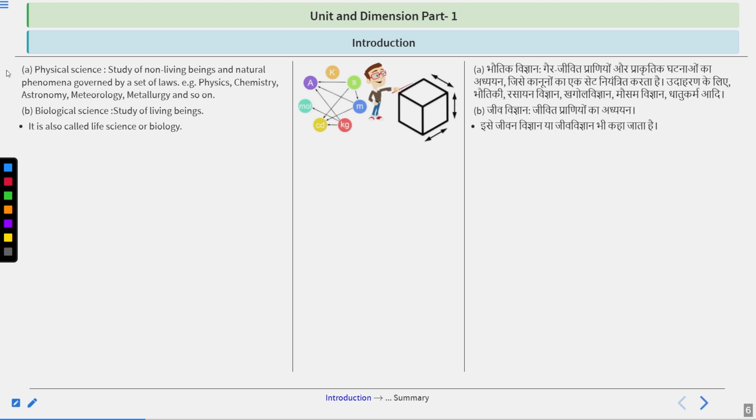Now, if we take physical science into consideration for our understanding, we could say, as I have told you, it is the study of non-living beings and the natural phenomena governed by a set of laws. These are the non-living beings, which means these things have no life in them.